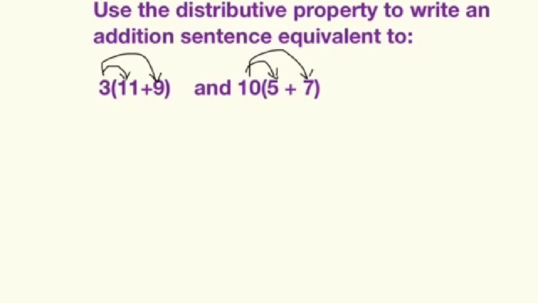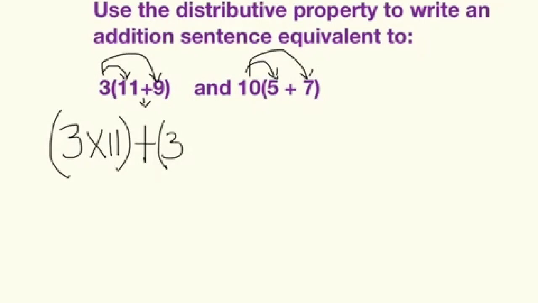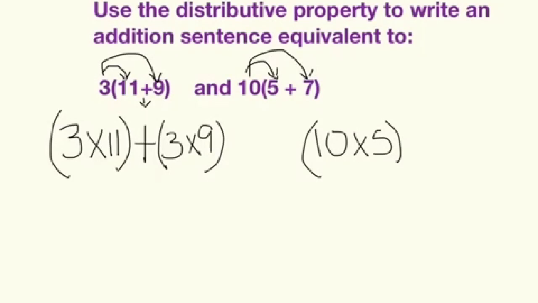So let's do this. Remember, when we talk about asking to see if you can go to the party, that's multiplication. So we're going to write 3 times 11 plus, always keep your sign from the middle, 3 times 9. This one would be 10 times 5 plus 10 times 7. Let's test these out and see if they work.